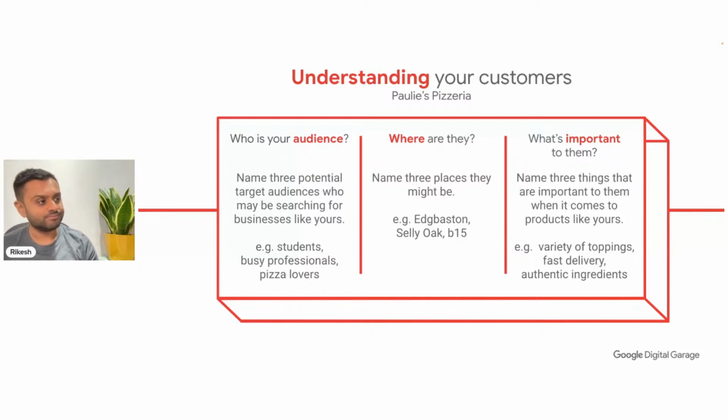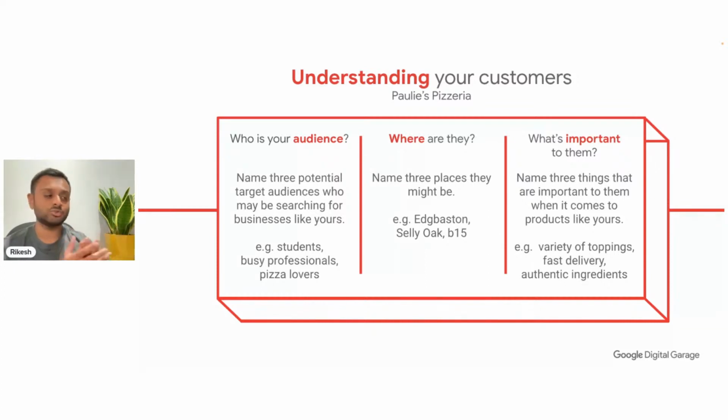Now, in terms of what's important to them, we want Paulie to get into their mind in terms of what people have said in their feedback, or what are the comments or compliments, let's say, that Paulie gets on a frequent basis. That's something to evaluate and notice in general. So things Paulie's picked up on here are a variety of toppings, fast delivery, and authentic ingredients.